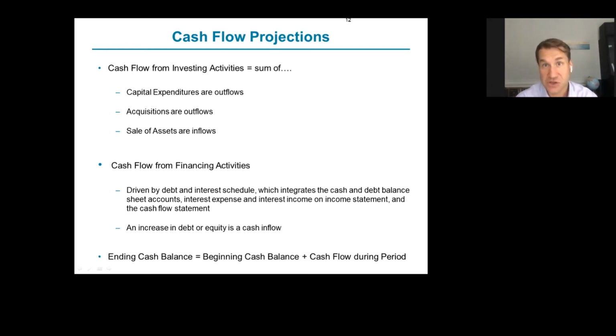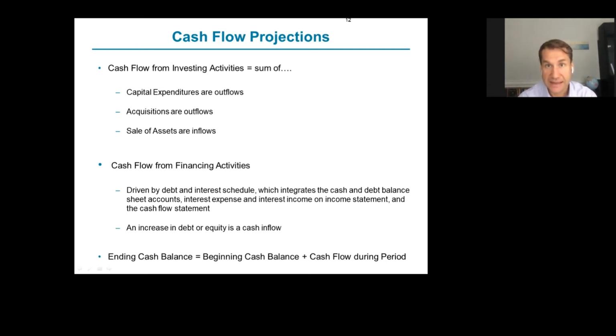And then acquisitions are also outflows, but if you sell an asset as a divestiture, then it will be an inflow of cash. For Home Depot, I don't think we'll have any items other than CapEx. And then cash flow from financing activities. So what's included here is dividends, share buybacks, any increase in debt or equity. So we'll flow through that segment.